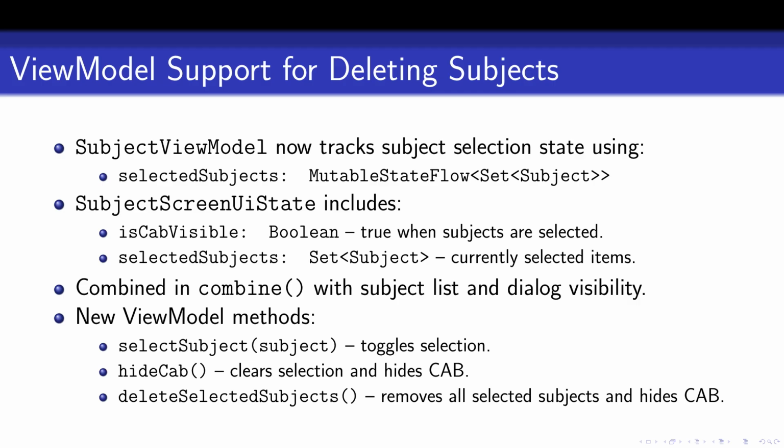To support selection and deletion, the Subject ViewModel introduces a new selected subject state and updates subject screen UI state with isCabVisible and selectedSubjects. These fields are derived from a combination of existing flows. New methods, selectSubject, hideCab, and deleteSelectedSubjects, are added to help manage multi-selection mode and remove multiple subjects at once when requested.